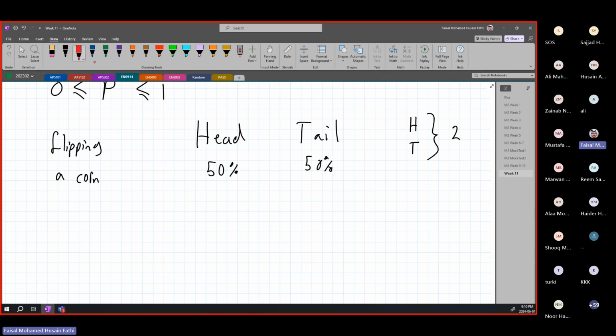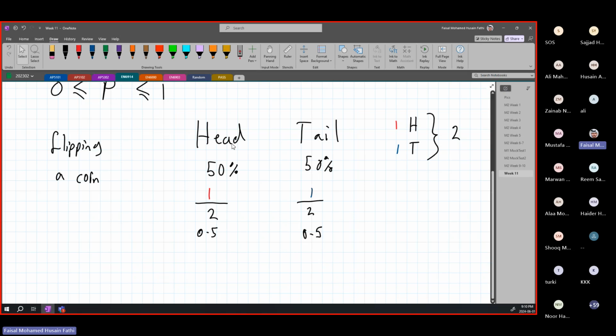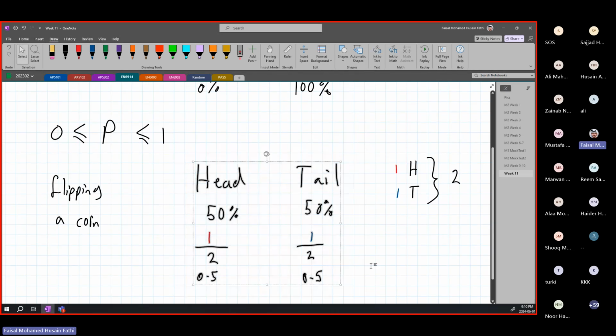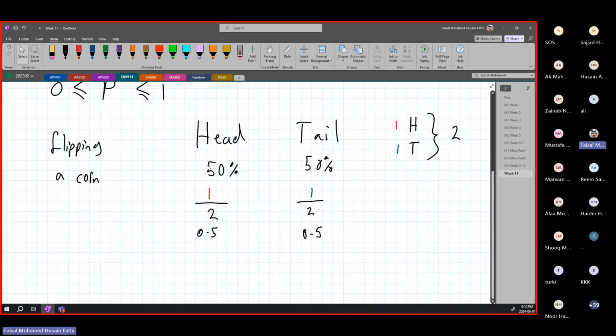How many times do we have head? We have it 1 time. And how many times do we have tail? We also have it 1 time. So the probability of heads is going to be 1 divided by the total possible occurrences, which is 2. And the probability of tails is 1 over the total possible probabilities, which is also 2. 1 over 2 and 1 over 2, this is basically 0.5, and this is 0.5, or in percentage terms, it is 50%.